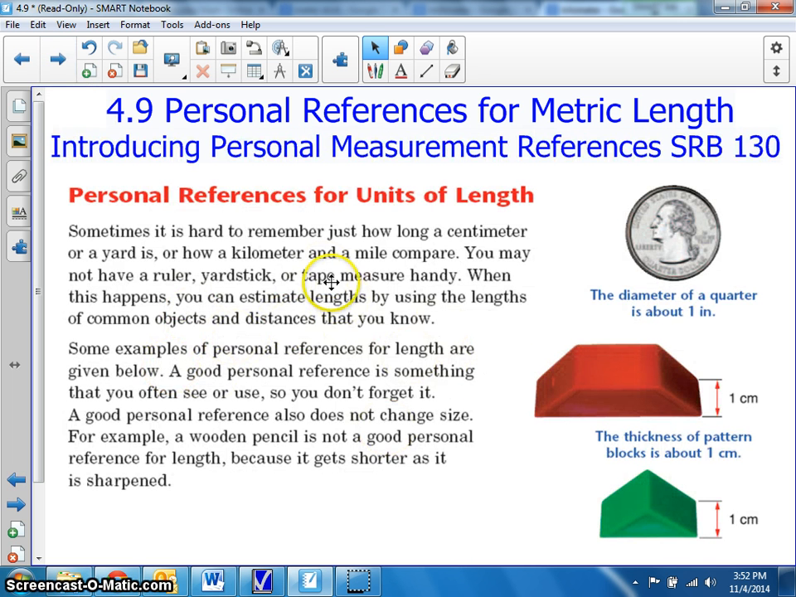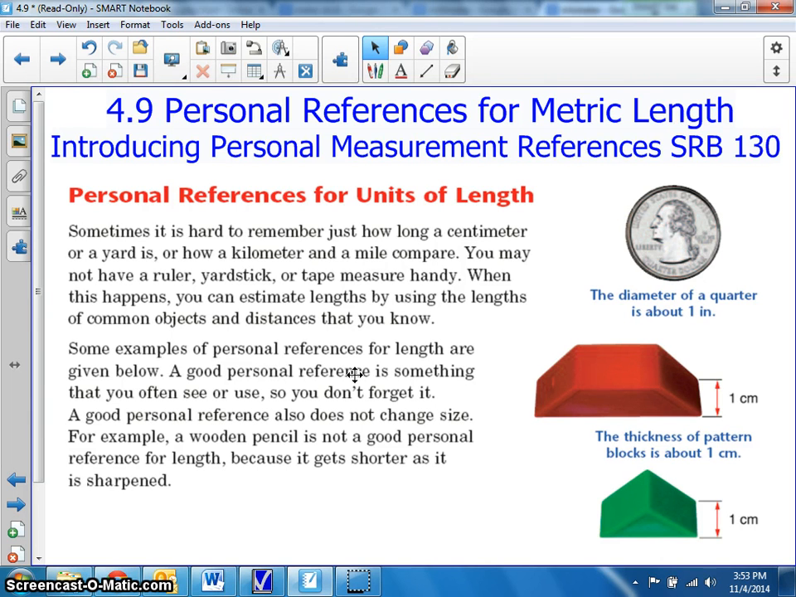So here are some personal references for length. I'm going to read this to you real quick. Sometimes it's hard to remember how long a centimeter or yard is, or how a kilometer and a mile compare. You may not have a ruler, yardstick, or tape measure handy. When this happens, you can estimate lengths by using the length of common objects and distances that you know. Some examples of personal references to length are given below, or on the next slide.